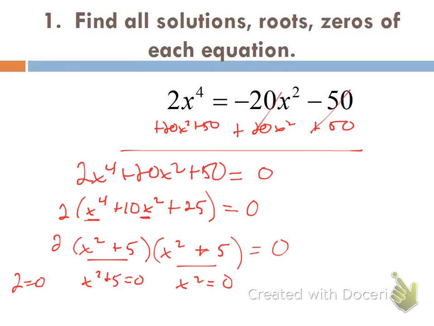Now, well, there is no x for this first guy, 2 equals 0, so that's not going to give us a solution. But there is for the other two guys. Now, the nice thing here is the two factors are the same, x squared plus 5 and x squared plus 5. So if we solve one, we've solved them both. So what we're going to do here is take a look to see how we can solve this. And it's a quadratic now. X squared is a quadratic term.